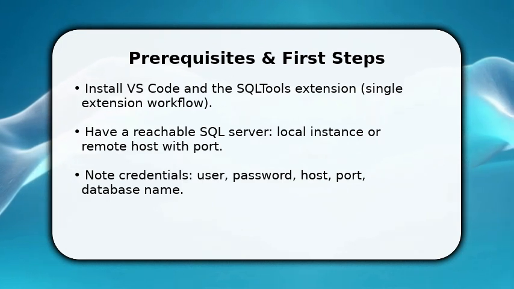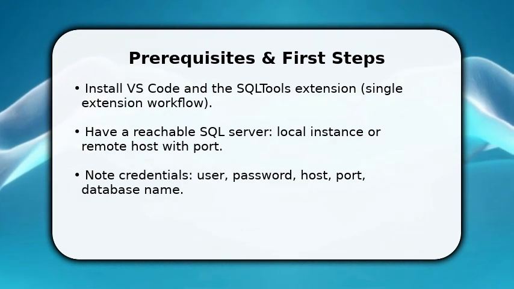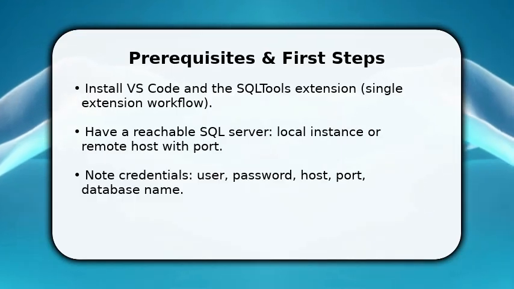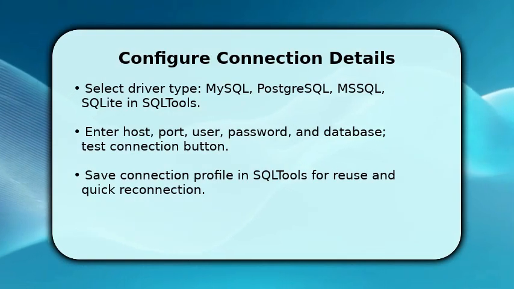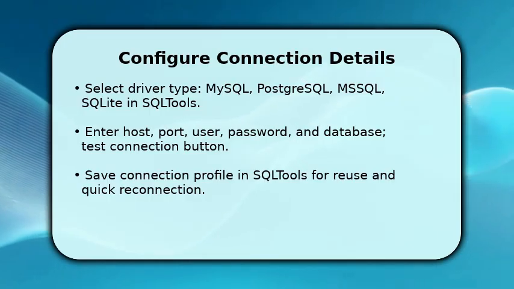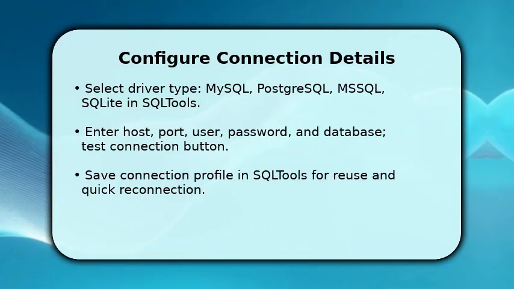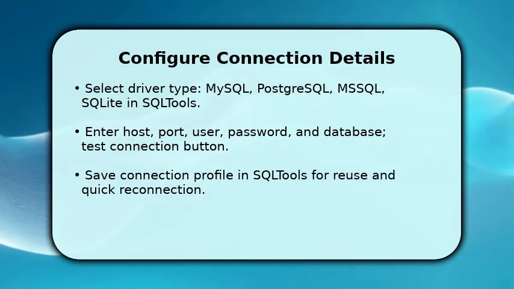Next, configure the connection details inside SQL Tools. Choose the correct driver, such as PostgreSQL or MySQL. This ensures the right protocol and client settings. Enter host, port, user, password, and database, then click Test Connection to validate credentials and network reachability. If the test succeeds, save the connection profile so VS Code remembers it.